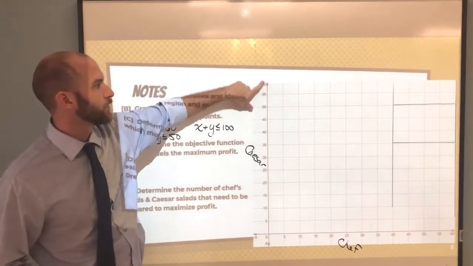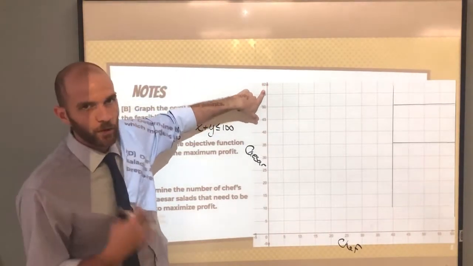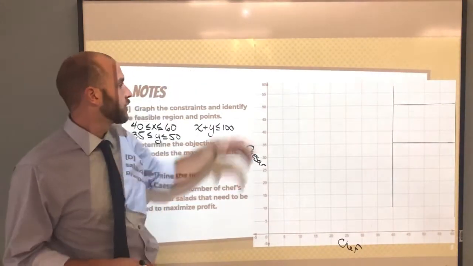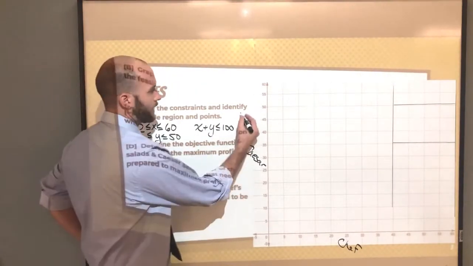Notice my Y-axis only goes up to 60. So my Y-intercept, if I were to rearrange this, would be somewhere up in this area. I don't want to make a guess though. And so another way that you could graph this is just do a little XY table.